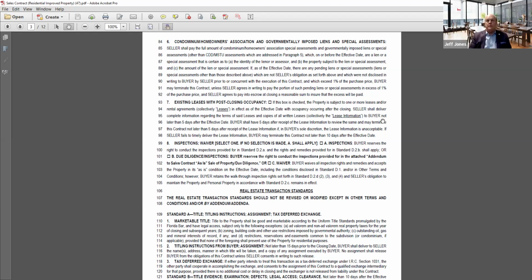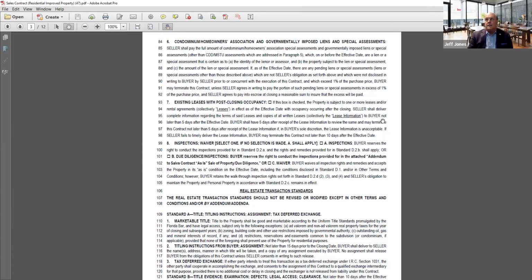Waiver. We do not recommend in any way, shape, or form that a buyer waive inspections, even though they may want to make their offer look better to the seller. Oh, I'm going to waive inspections. Therefore, the seller knows that they don't have to make any repairs or anything.